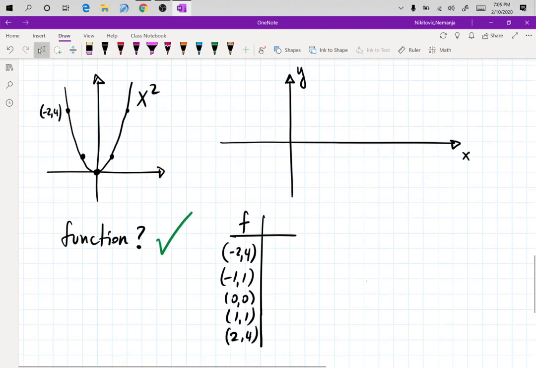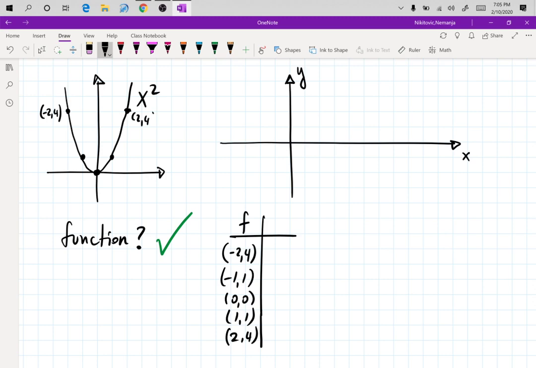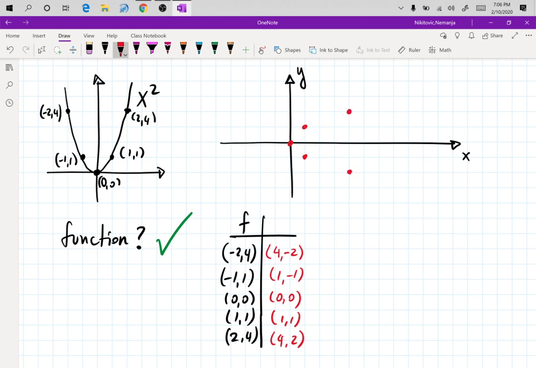These are the points that are on this graph. Now, we are going to flip these into 4, -2, 1, -1, 0, 0 stays, 1, 1 stays, and then 4, 2. And then we graph all of those points here. And what you see is that you get the sideways parabola. Right?